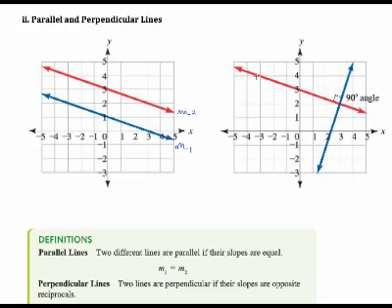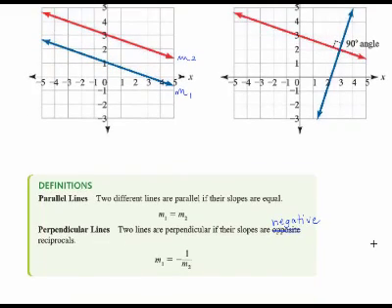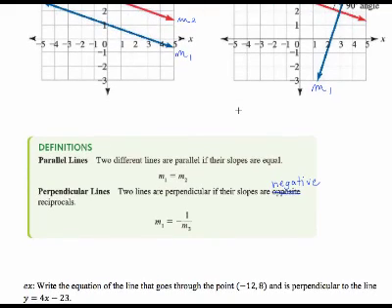Two lines are perpendicular if their slopes are opposite reciprocals. I usually call them negative reciprocals. This is from your book, but I would call that negative reciprocals. The word opposite isn't as clear. A reciprocal is what you get when you flip a fraction upside down. So if the blue one has slope m1, then the red one has slope -1 over m1. All right, they're opposites and they're negatives.